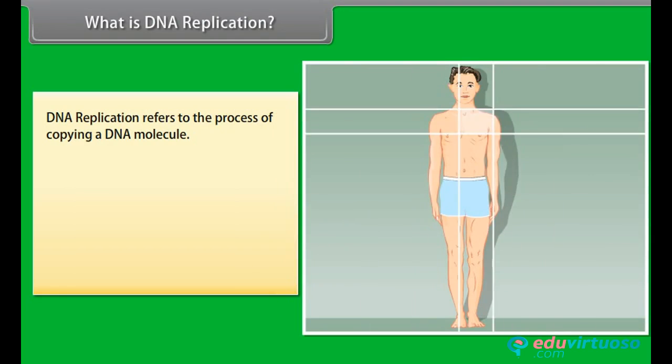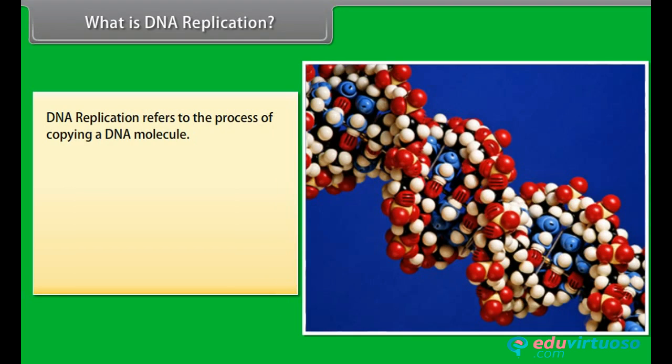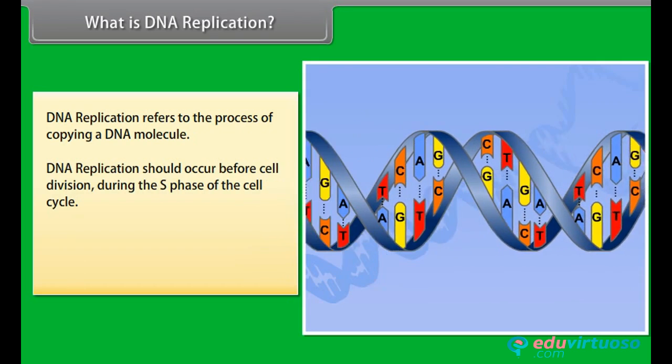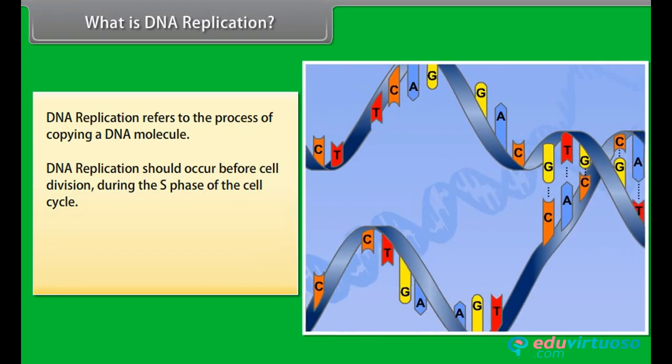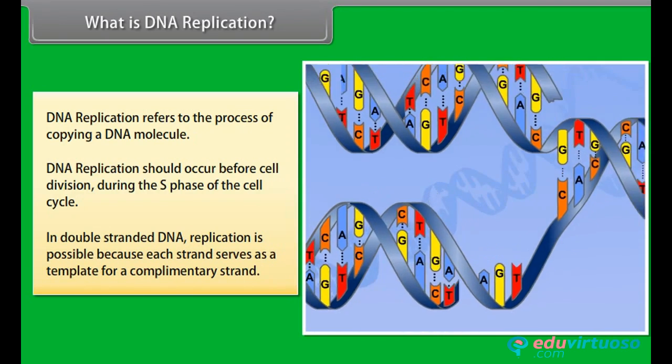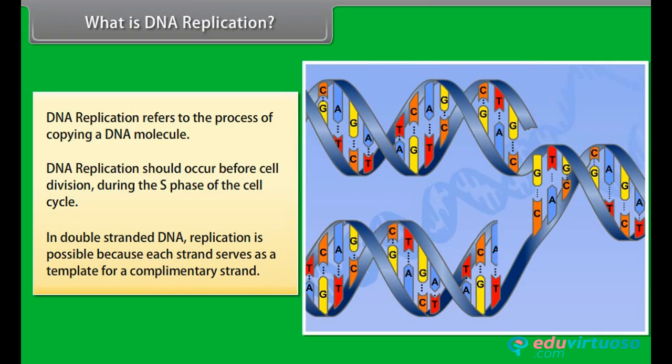What is DNA replication? DNA replication refers to the process of copying a DNA molecule. DNA replication should occur before cell division during the S phase of the cell cycle. In double-stranded DNA, replication is possible because each strand serves as a template for a complementary strand.